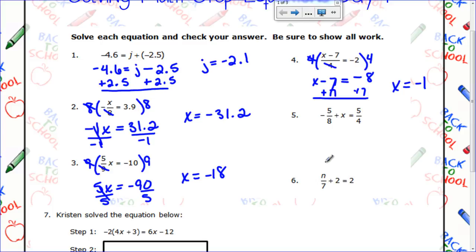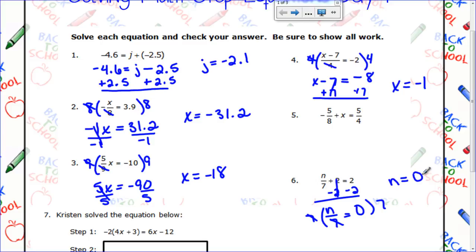It's hanging out off to the side away from the fraction, so it has to go first. Then I will deal with the fraction and get rid of that denominator. So first thing here, I'm going to subtract 2 on both sides. And so I have n divided by 7 is equal to 0. And now I'll do like I did over here with these, and I will multiply both sides by 7 to clear that denominator out. And when I do that, I get that n is equal to 0.